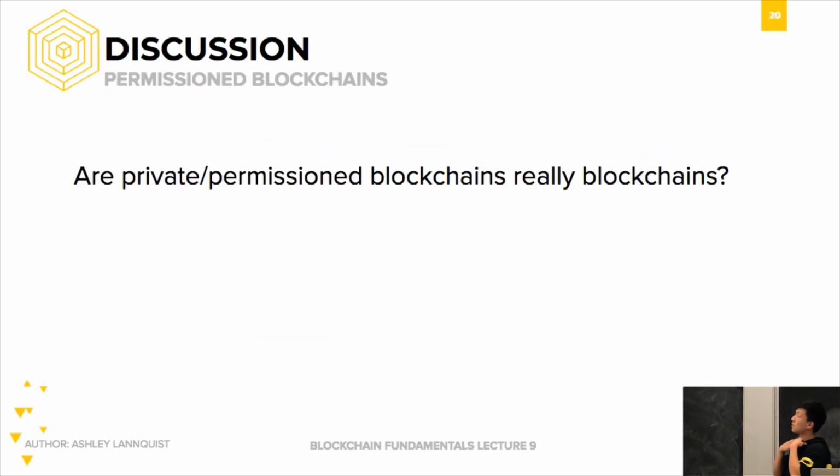And so we can have a discussion. Are private and permissioned blockchains really blockchains? Do they really serve a purpose, what's their use case? You guys can talk amongst yourselves. There's no right answer to this. People are still debating. It's Medium article after Medium article, with people saying this is completely useless, and then some people saying it's amazing.